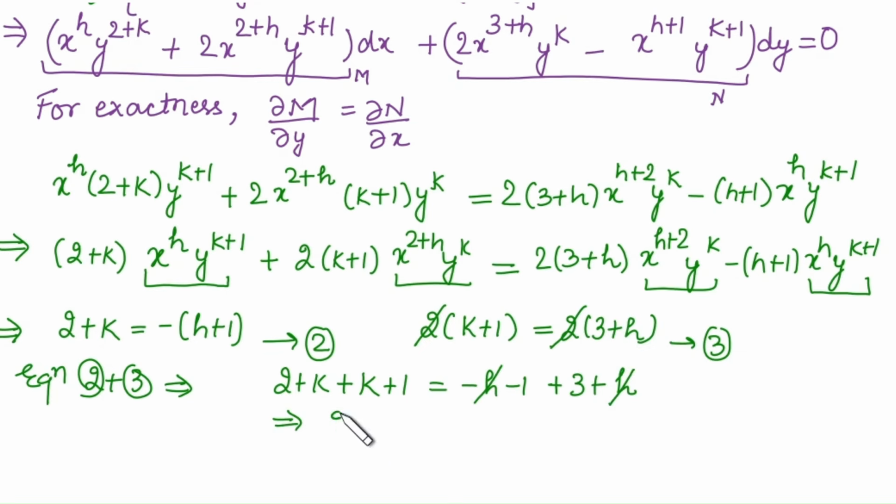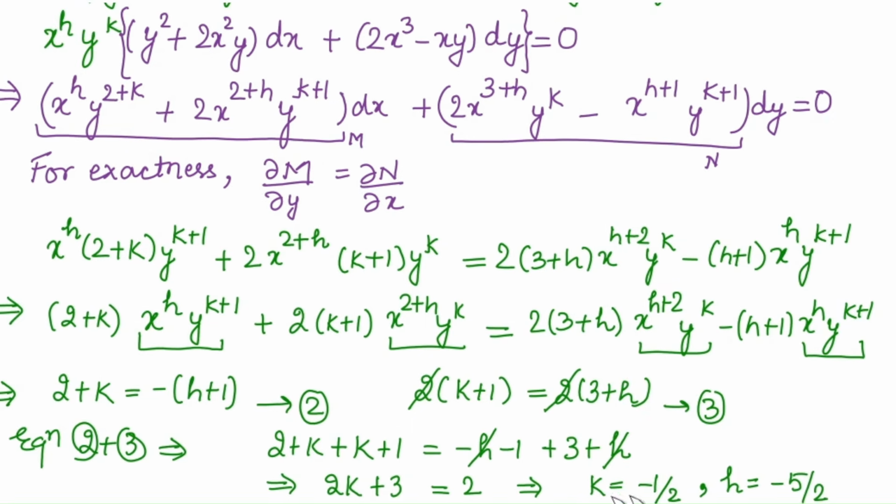This results in 2k plus 3 is equal to 2. This further results in k is equal to minus 1 by 2. Substitute anywhere and find the value of h, and this is equal to minus 5 by 2. So for k is equal to minus 1 by 2 and h is equal to minus 5 by 2, the given differential equation is exact.